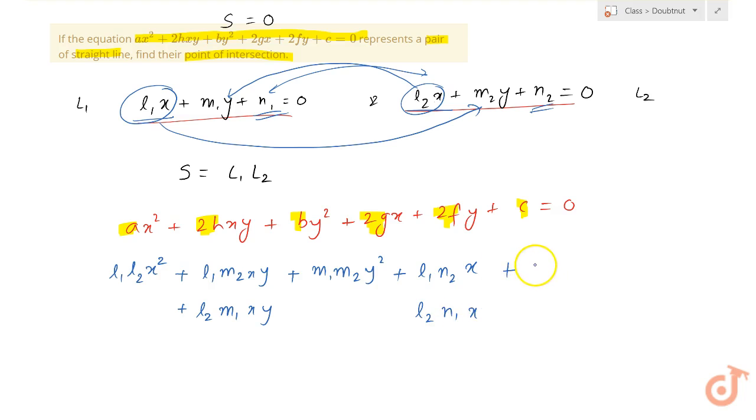How about the coefficient of y? Same, M1 N2 y and M2 N1 y. And what is the constant term? The constant term is N1 N2, and this whole thing should be equal to 0.